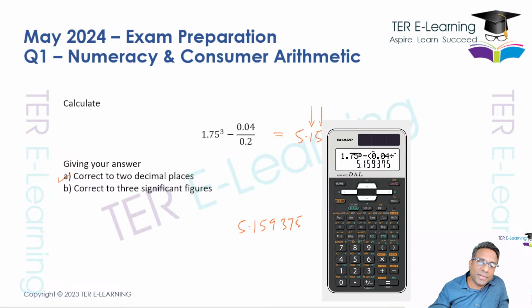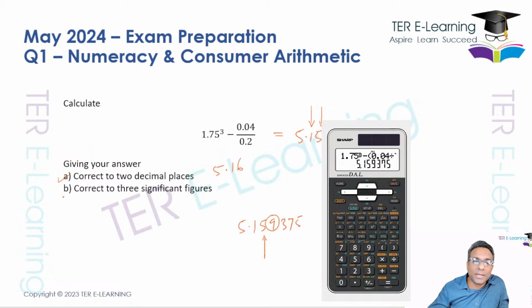5.159375. So you want to give your answer to 2 decimal places, so we need to look at the number right after, which is my 3rd decimal place. Now that number is a 9, so it's greater than 5. So therefore, you're going to write your answer as 5.16. So that's my answer correct to 2 decimal places, right?